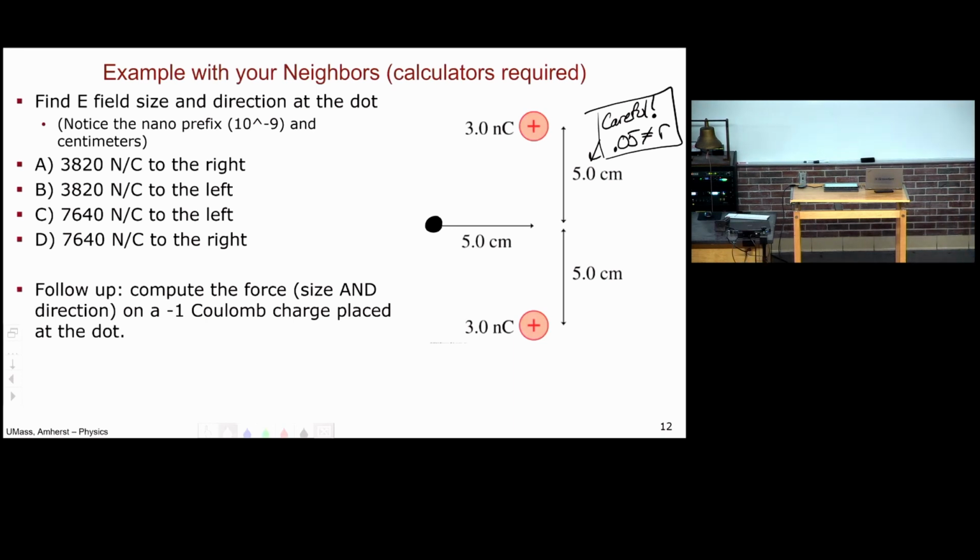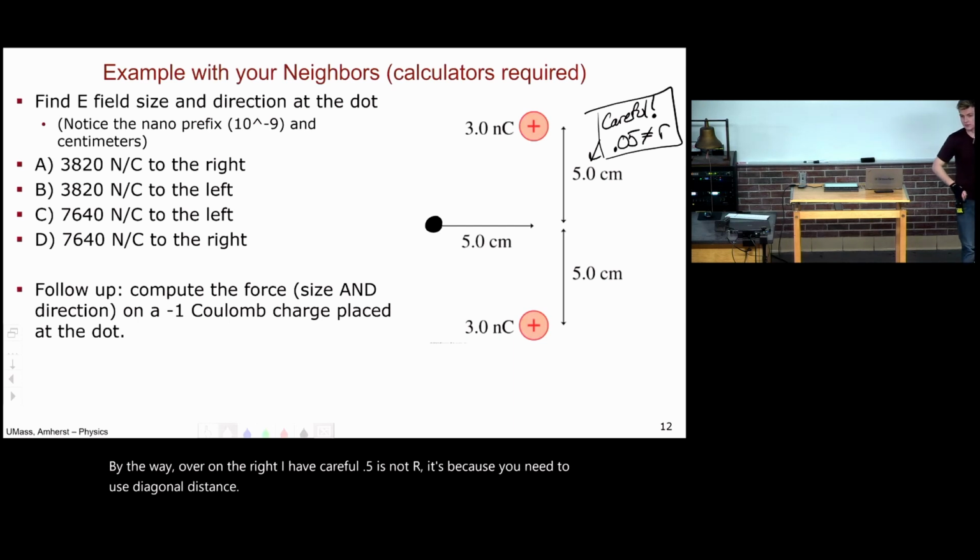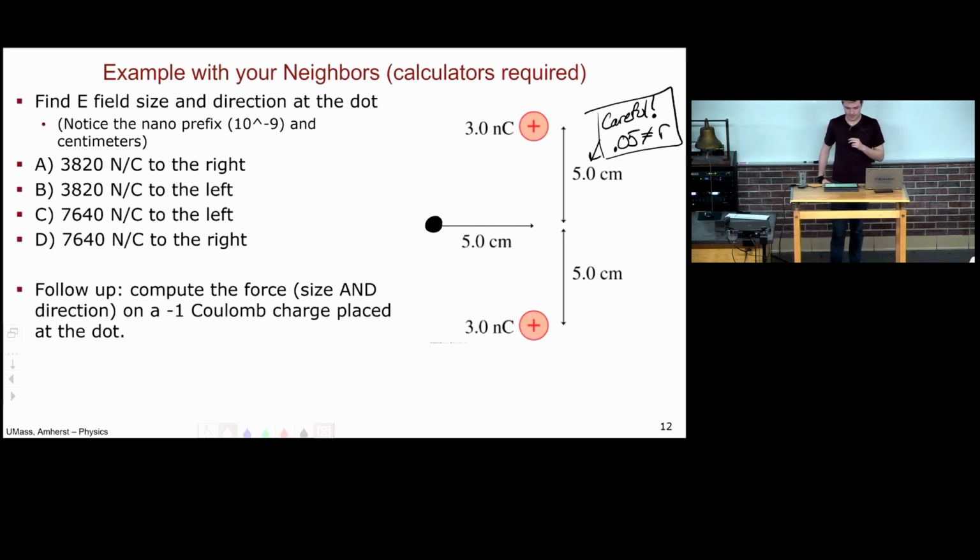By the way, over on the right, I have: careful, 0.05 is not r. It's because you need to use diagonal distance. And as usual, your strategy is you draw the arrows, you find how big they are, and then you add the arrows together using trig.